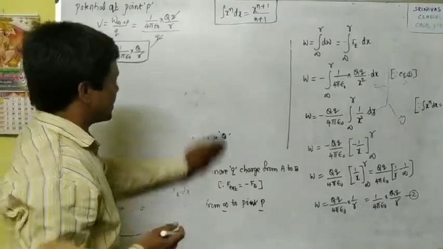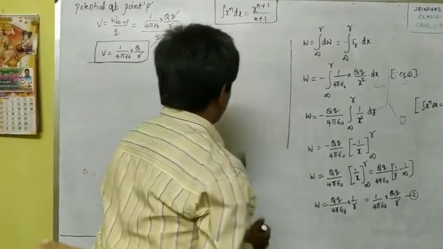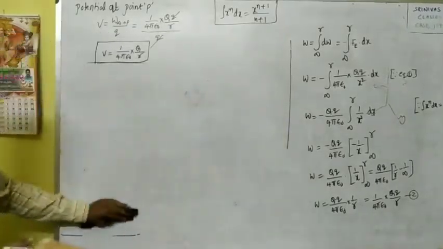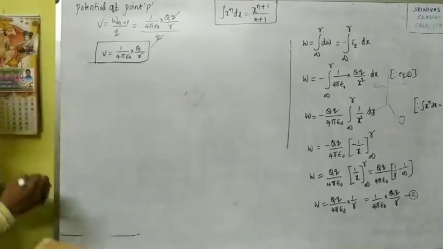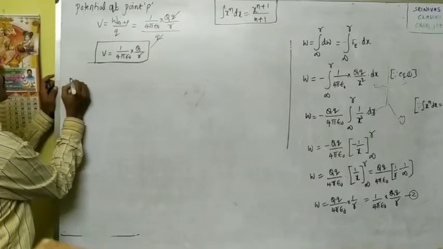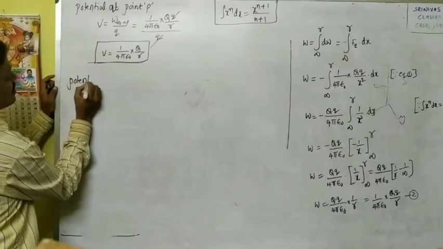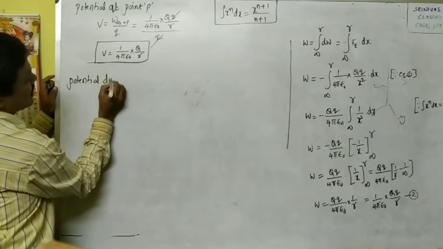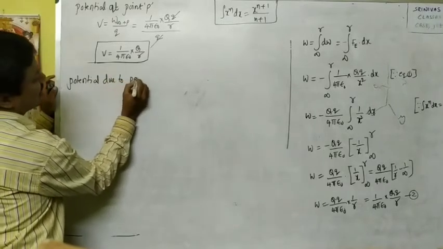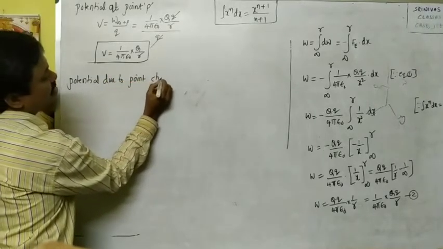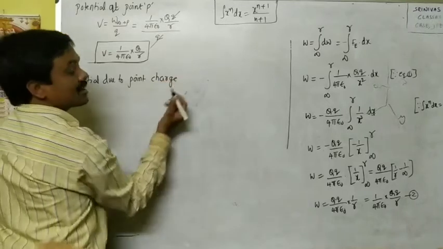Some more information regarding the potential. We derived the potential due to a point charge. Now, on what factors does the potential due to a point charge depend?